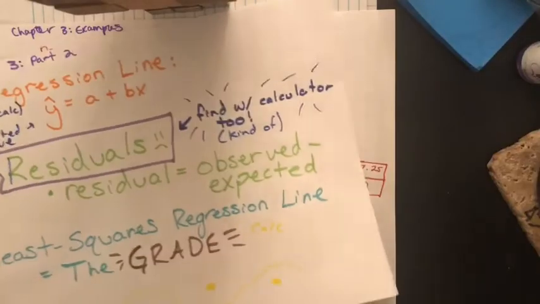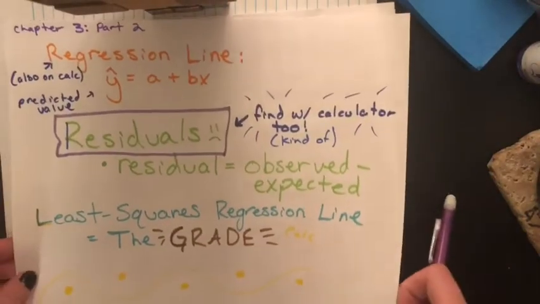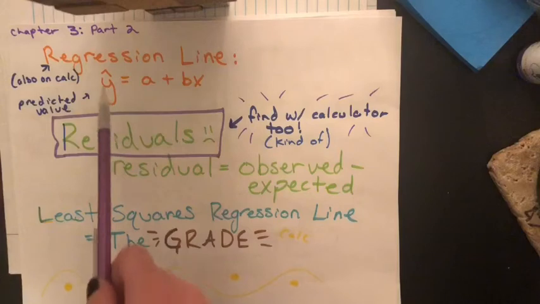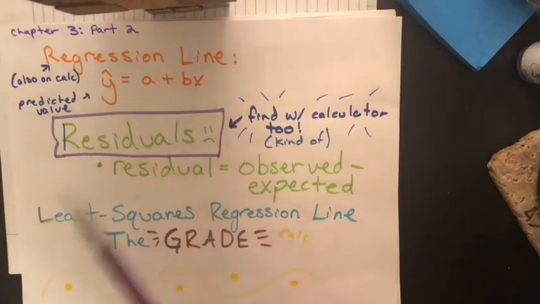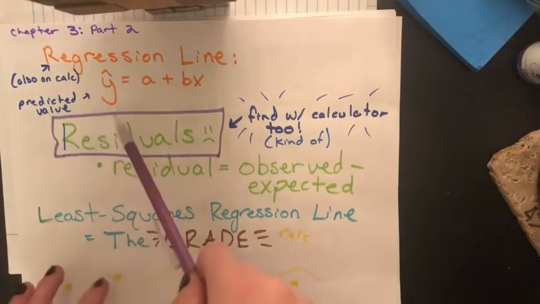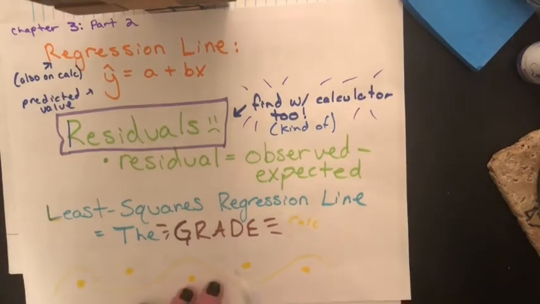And then another page of chapter 2. Regression line. This is said y hat equals a plus bx. You can also find this on your calculator, and y hat is the predicted value. Residuals, you can find that on your calculator. Residual is the observed minus the expected. So when you're finding the residual plot on your calculator, it shouldn't make sense. There shouldn't be a line. If there's a line, then you have an issue. It should be completely random. And I will show you that during the example time.